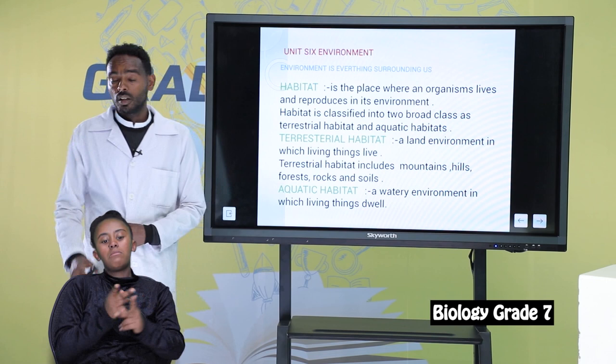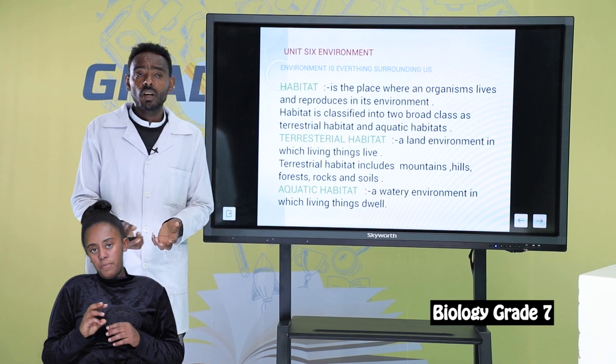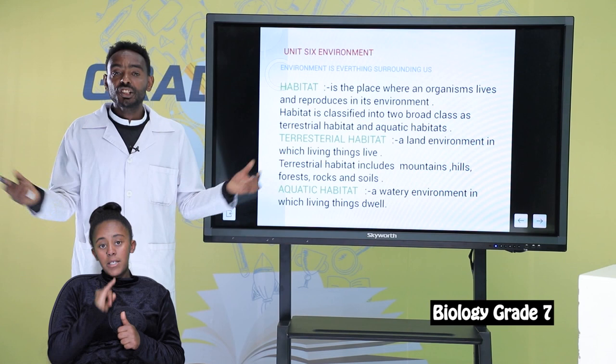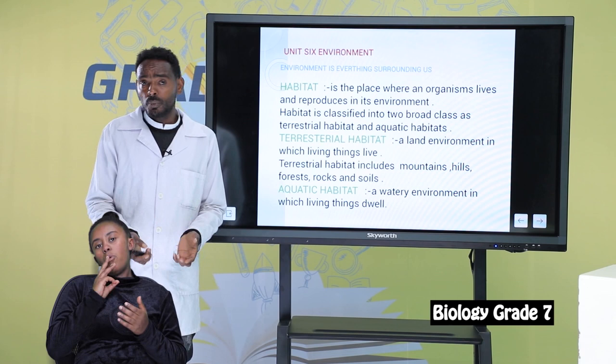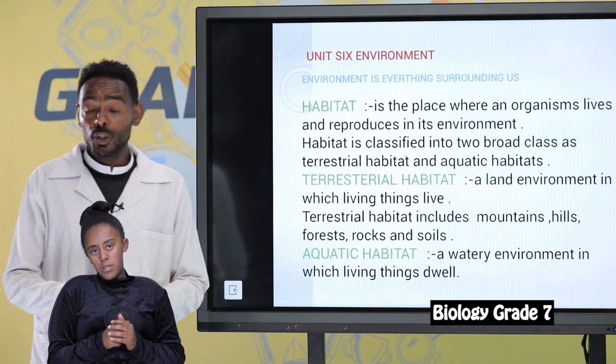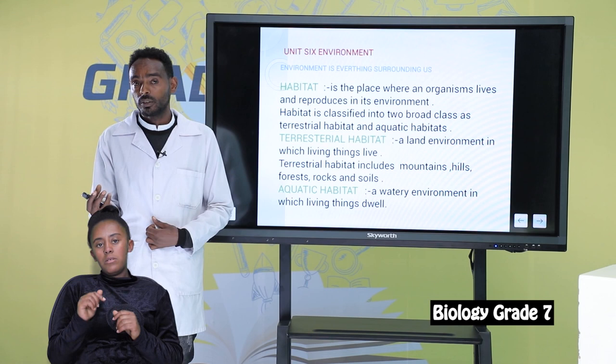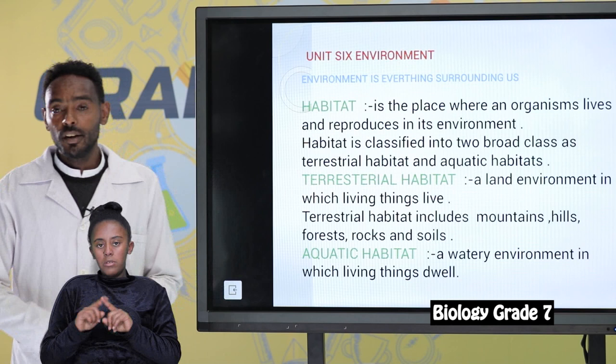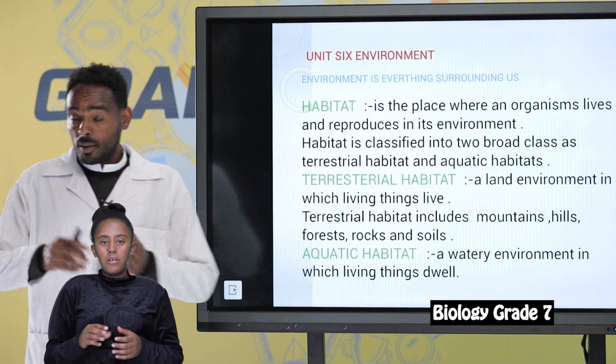The second class of habitat is called aquatic habitat. Aquatic habitat is a water body or a water habitat, which consists of two classes, marine water and fresh water. Marine water is a water body which consists of a high amount of dissolved salt. It includes sea and ocean. The second one is fresh water. Fresh water is a water body which consists of less amount of salt. For example, we can take pond, stream, lake, river, and so on. They are called fresh water. By the way, ocean is deeper than the sea and the lake is deeper than the river.